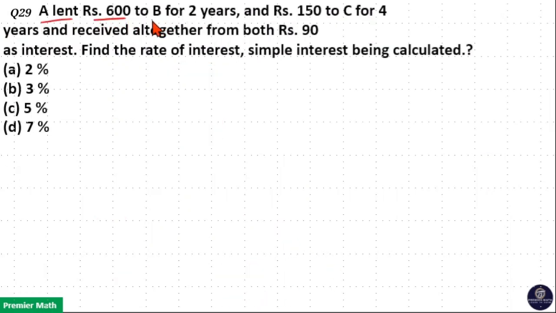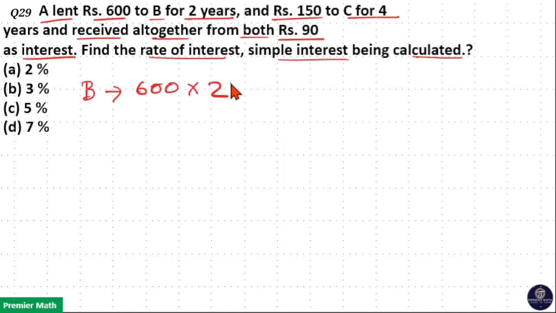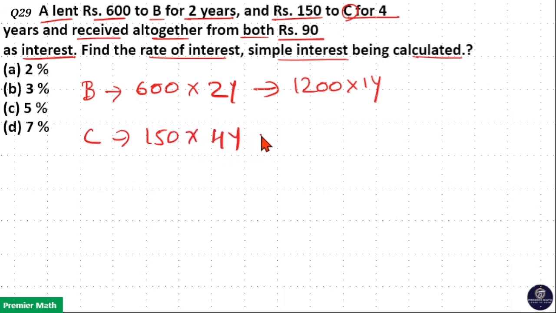A lent rupees 600 to B for 2 years and rupees 150 to C for 4 years and received altogether from both rupees 90 as interest. Find the rate of interest, simple interest being calculated. Now, A lent to B rupees 600 for 2 years. I will consider it as 600 into 2, 1200 for 1 year. A lent to C rupees 150 for 4 years. I will consider it as 150 into 4, 600 for 1 year. Now total principal is 1200 plus 600, that is 1800 for 1 year.